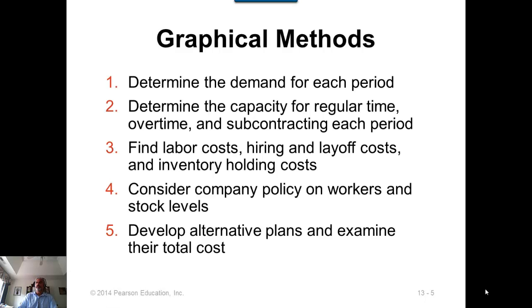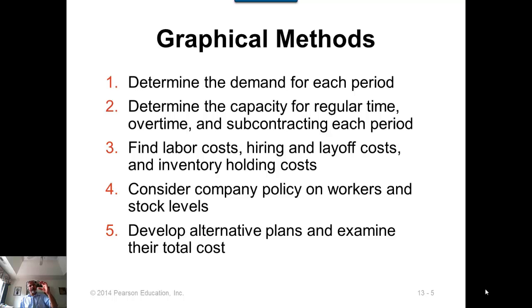So what do we do with the graphical methods? First of all, of course, you have to come up with a forecast of demand, and then we have to determine the capacity for regular time, overtime, and subcontracting for each time period. Then you have to find the cost involved. There are three different costs that you have to look at. Labor cost, so the labor cost would be just production cost, wages. Then the second category of cost is hiring and firing cost. If you have to hire and fire workers, what those costs are. And then inventory holding cost or carrying cost, that's the third category of cost.